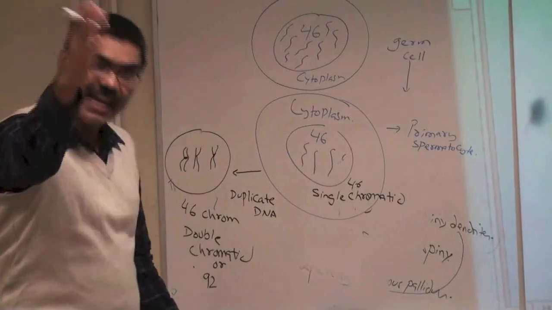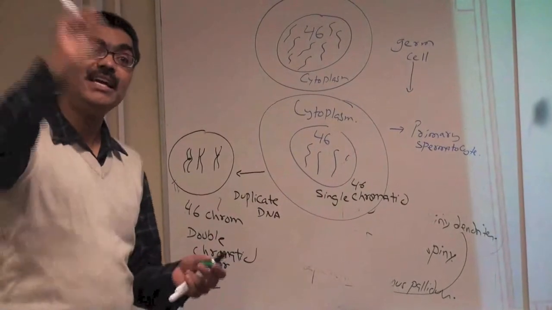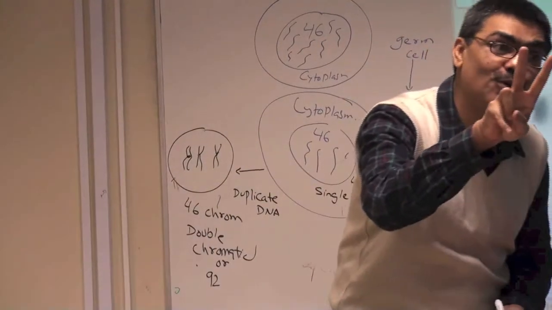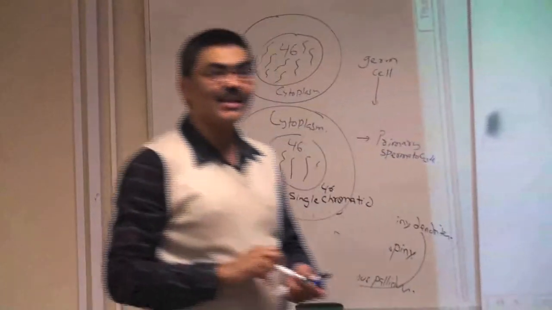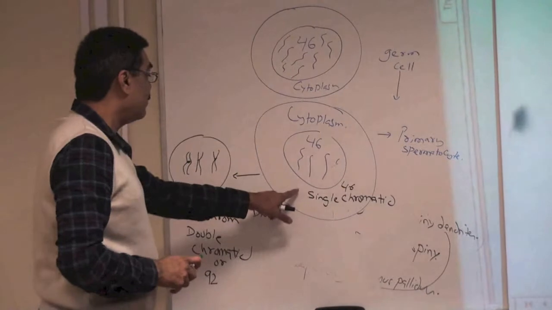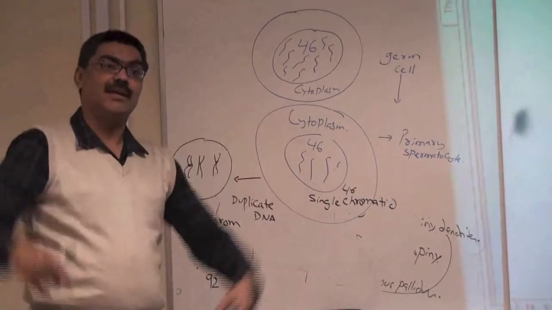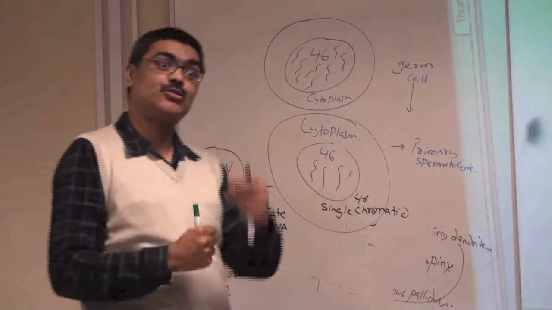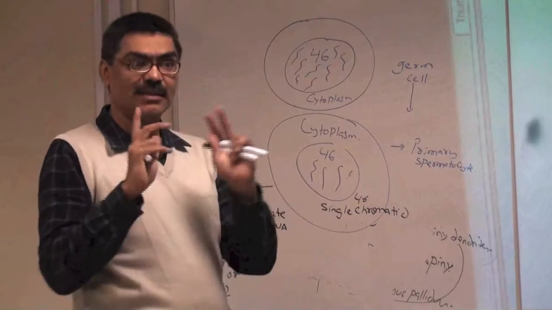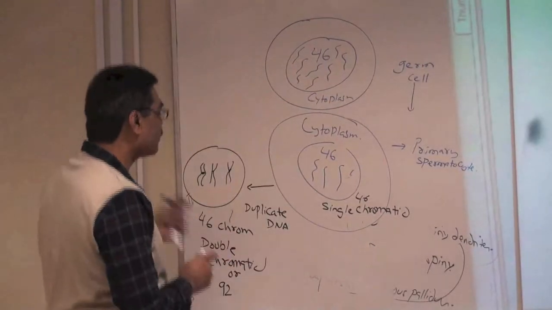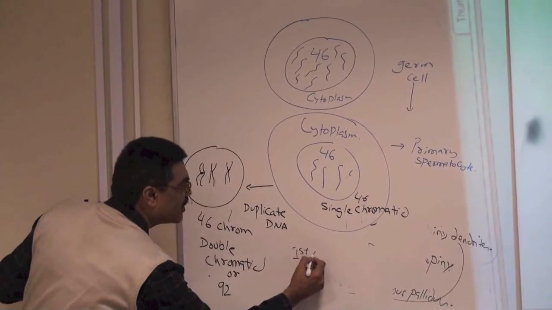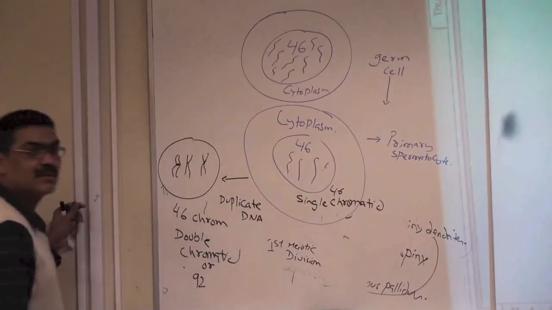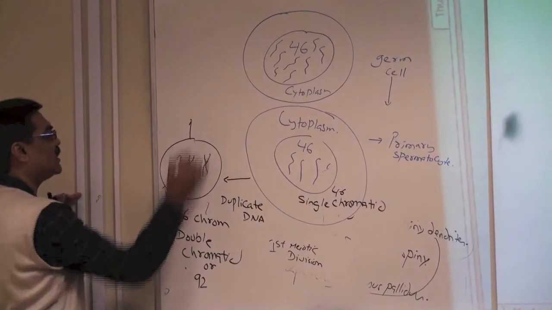92 chromatid, but the chromosome number is still 46. 46 chromosomes, but each chromosome with two chromatids. From where does the other chromatid come? Because it duplicates the DNA. It duplicates the DNA because now it thinks it should make sperm. So when it tries to make sperm, it duplicates the DNA. Is it clear? So this happens before the first meiotic division. Clear? Now this cell enters into first meiotic division.